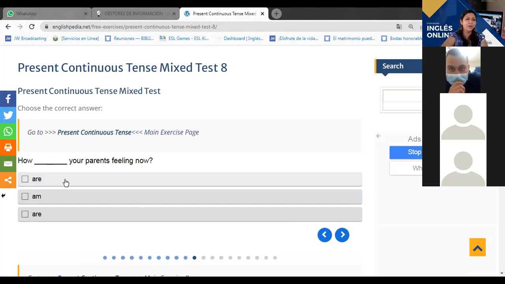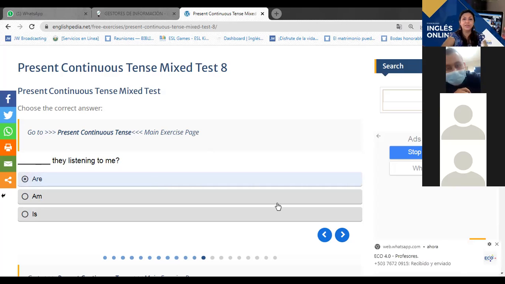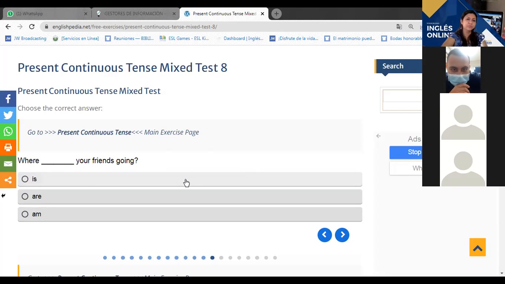I'm not feeling energetic today. I'm feeling lazy. How are, how am, or how are your parents feeling now? How are your parents feeling now? Are they listening to me? Am they listening or is they listening? Are they listening to me? Where is your friend going? Friends, where are you? In plural. Where are your friends going?